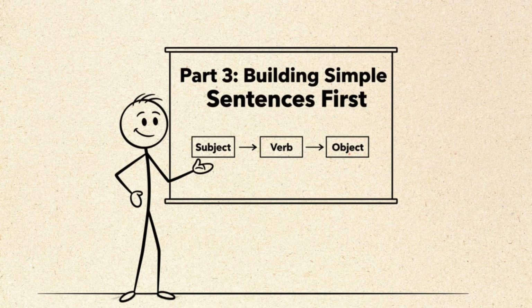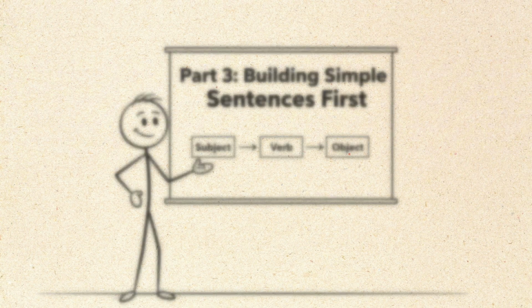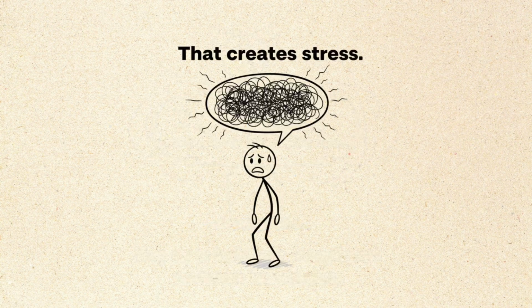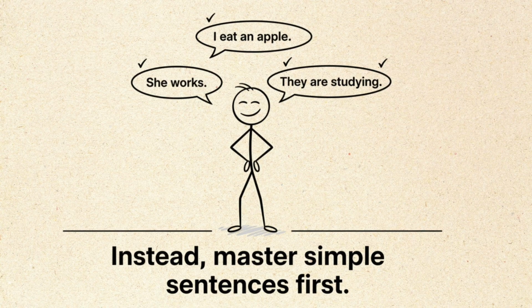Part 3. Building simple sentences. First, many learners make a mistake. They try to build long, complicated sentences immediately. That creates stress. Instead, master simple sentences first.